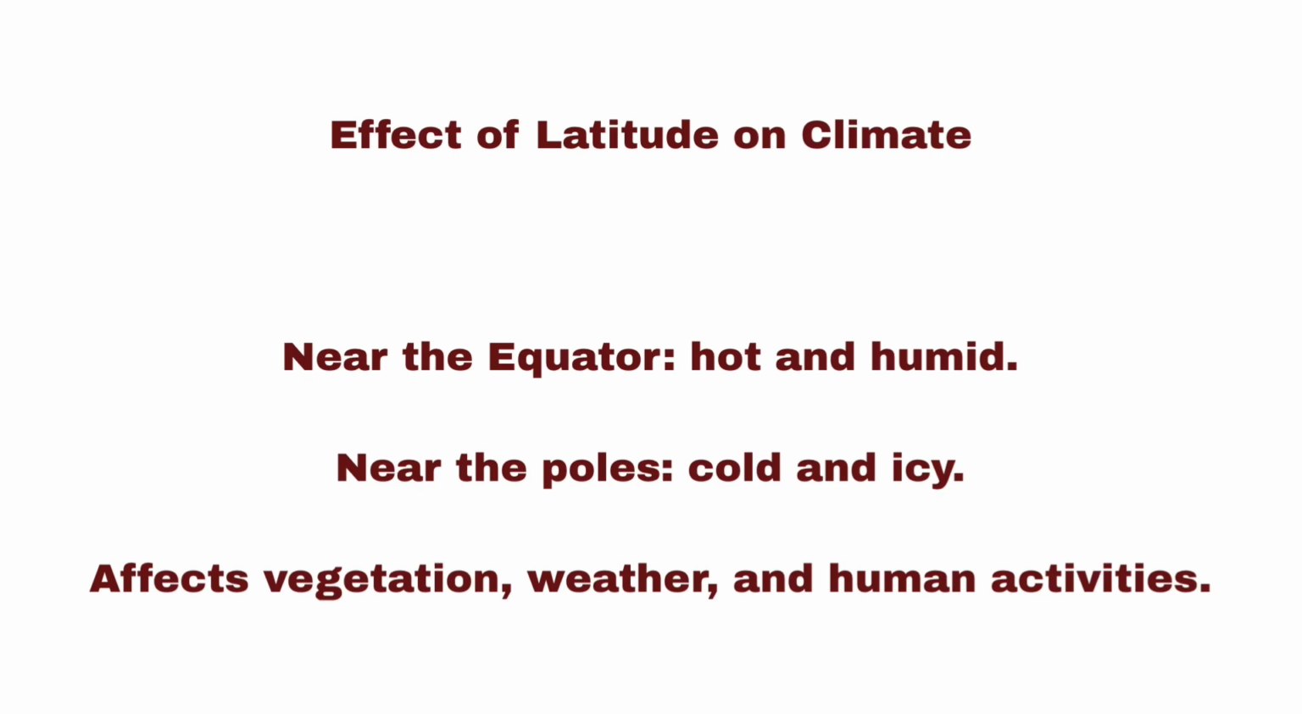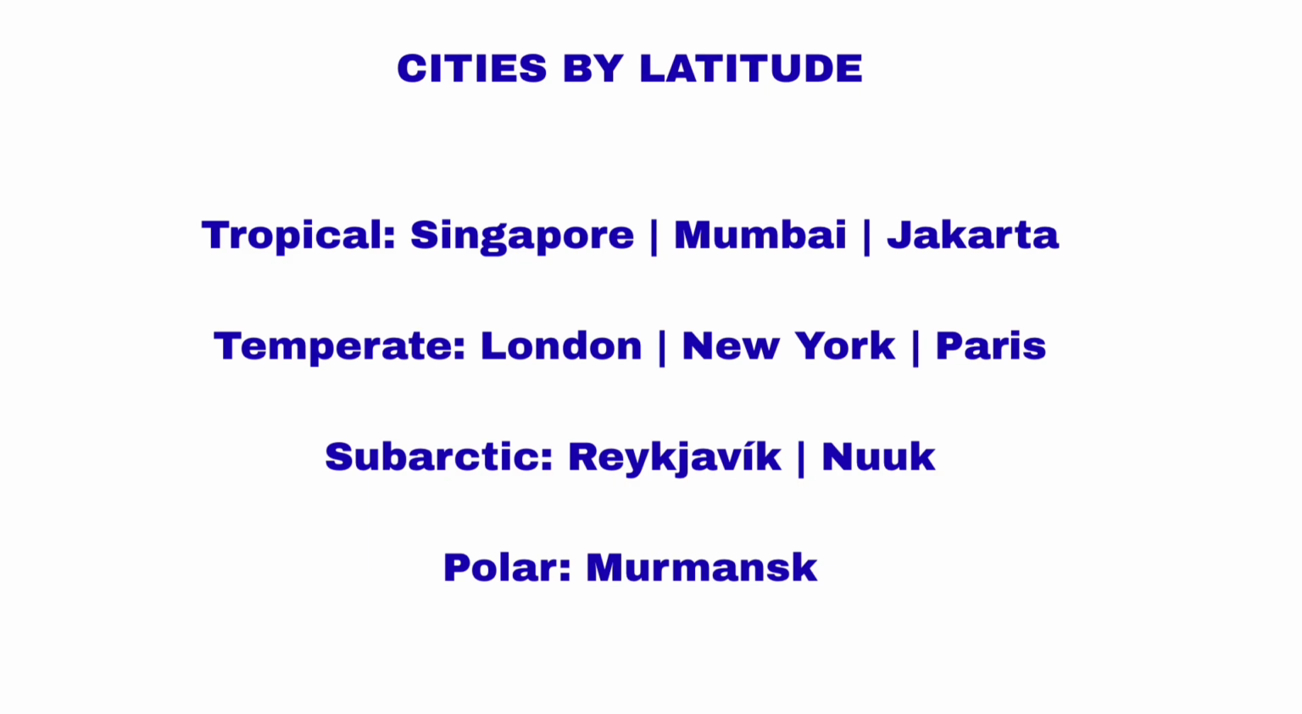Now let's talk about the effect of latitude on climate. Latitude affects how much heat from the sun a place receives. Near the equator, sun rays fall directly. Climate is hot, called the tropical region. Between the tropics and polar circles, sun rays fall slanting. Climate is moderate, called the temperate region. Near the poles, sun rays fall very slanting. Climate is very cold, called the polar region. So as we move away from the equator, temperature decreases.